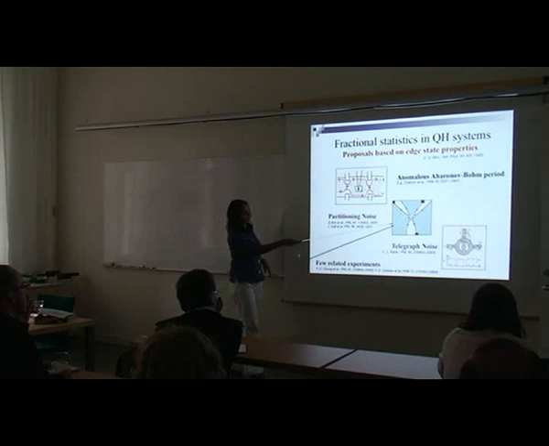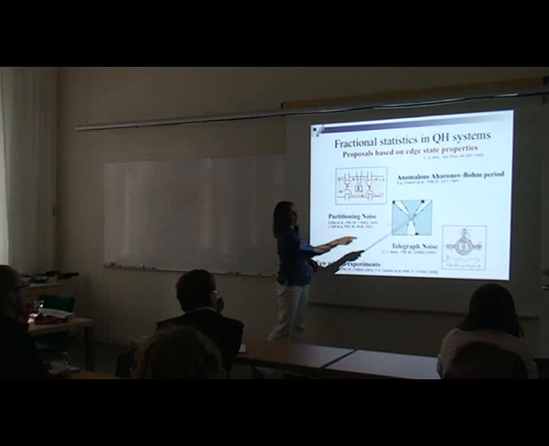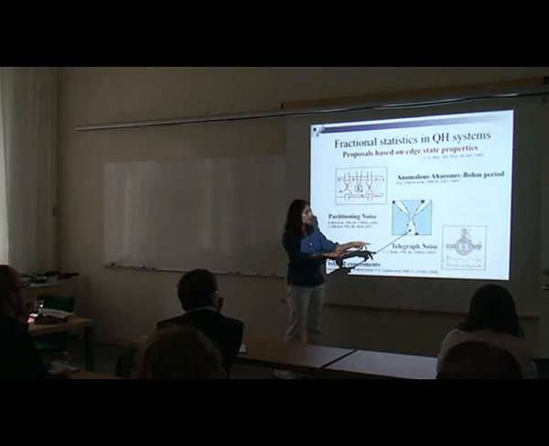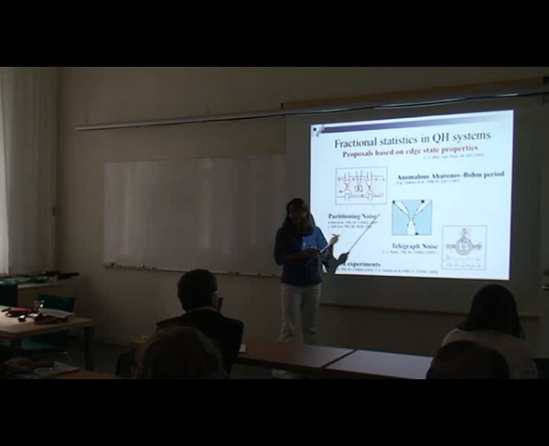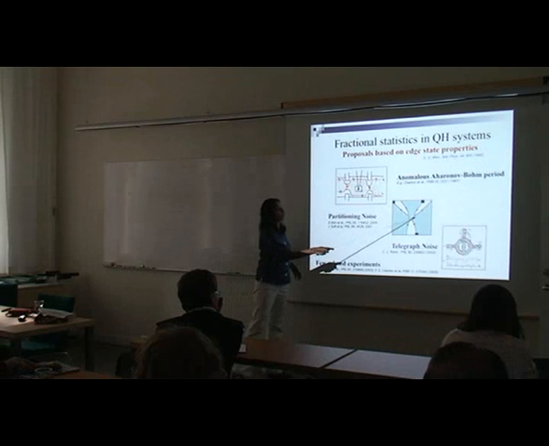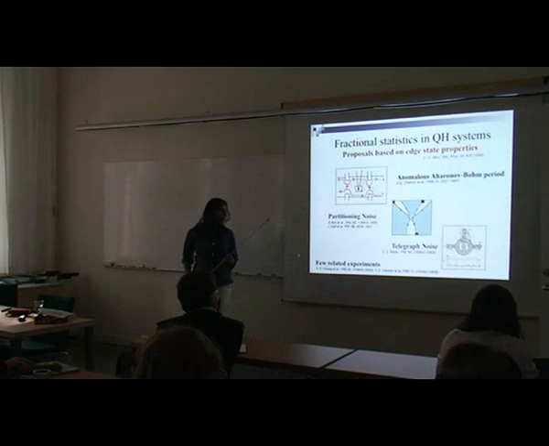This proposal here actually looks at three edges, and so this is a quantum Hall fluid, these are the edges, and you could, for example, look at the partitioning of current from one source into two edges, and when you actually look at the current-current correlation between these two, you can see statistics coming in here. So that was this proposal.